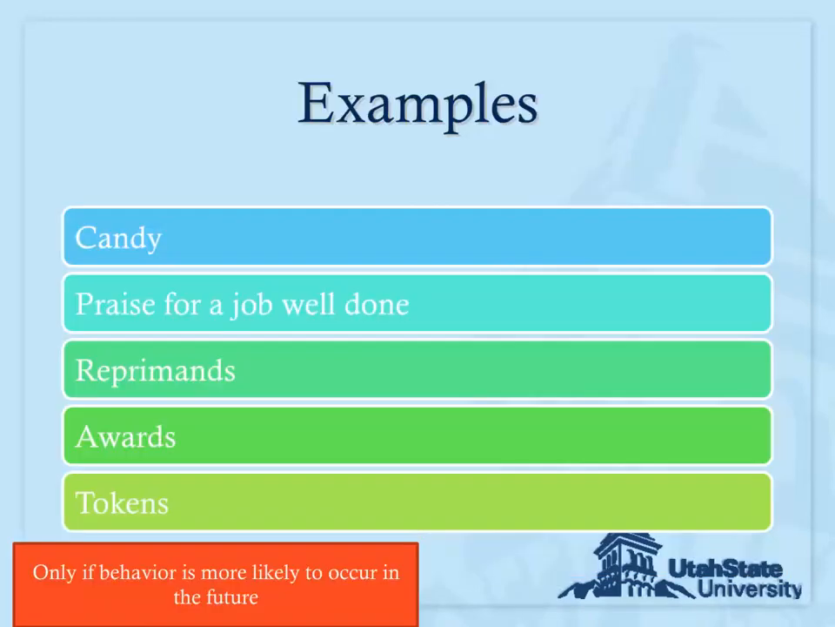Here are a few examples. If you give someone a piece of candy for asking politely, then you are adding something to their environment, and that would be positive reinforcement. If a student answers a math question correctly, and you vocally say, "Good job," then you are adding a praise statement to their environment. Same is true if you add a reprimand, give a reward, or give a token. If you are adding something to the environment in order to increase behavior, you are using positive reinforcement.